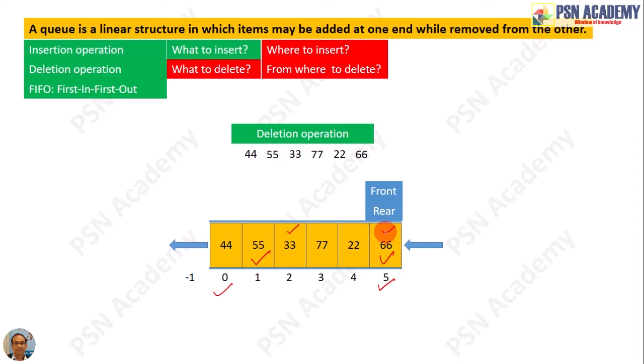Now one thing you should notice: whenever you find that front and rear are standing on the same index, as it is now, then you should know that there is only one element. When you see that front and rear, both of them, are standing at -1, then you should know that the queue is empty.